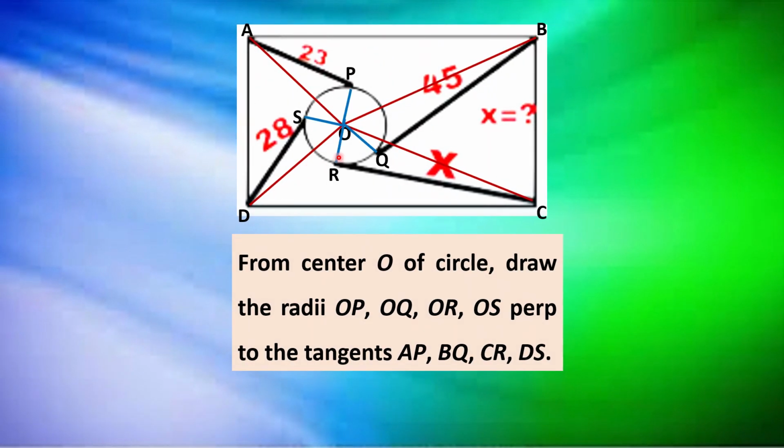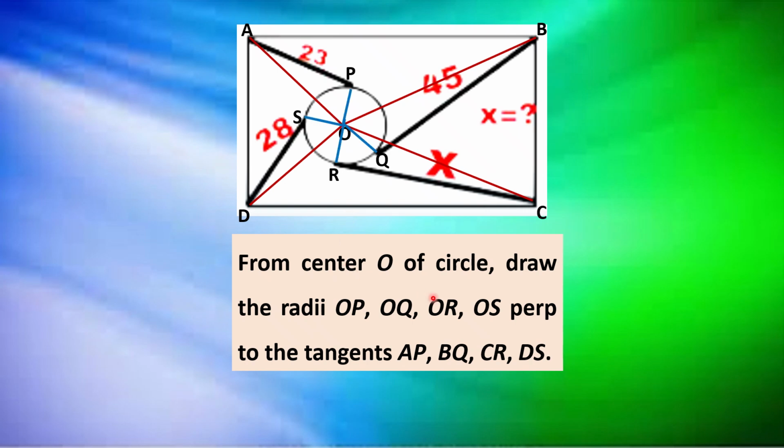From the center O, center of the circle O, we are drawing four radii. OP is a radius, OQ is a radius, OR is a radius, and OS is a radius. So AP, BQ, CR, and DS form the tangents, and OP, OQ, OR, OS, these are the four radii, and we know that radius is perpendicular to the tangent.